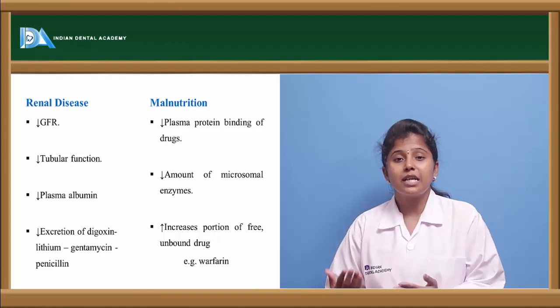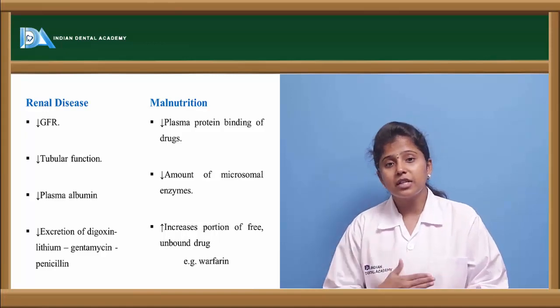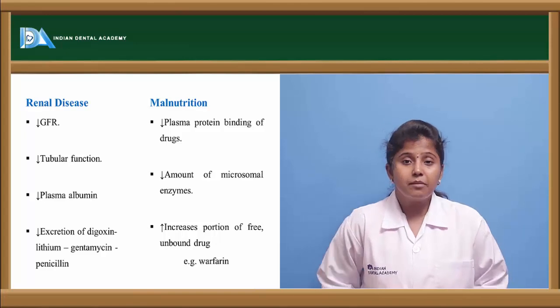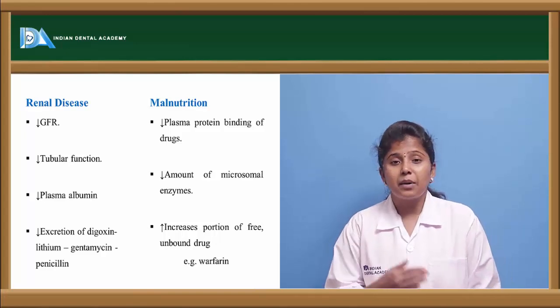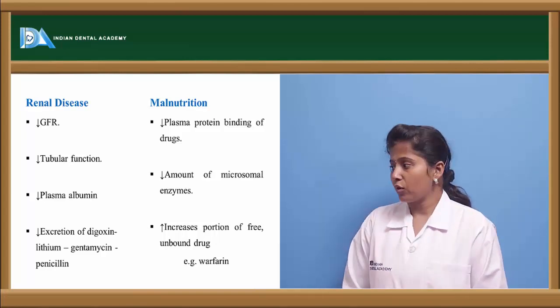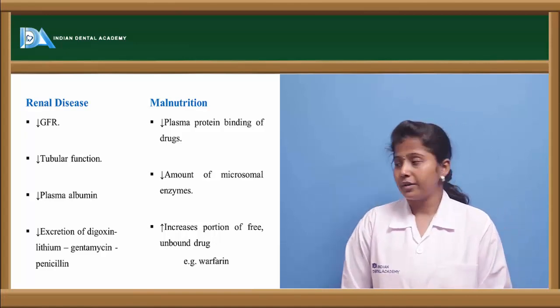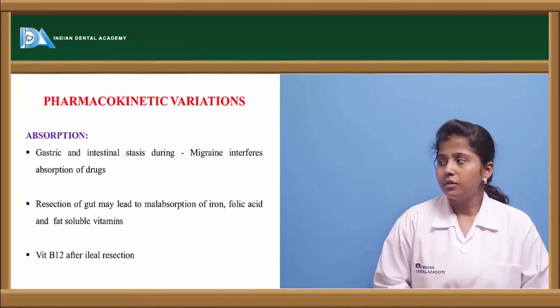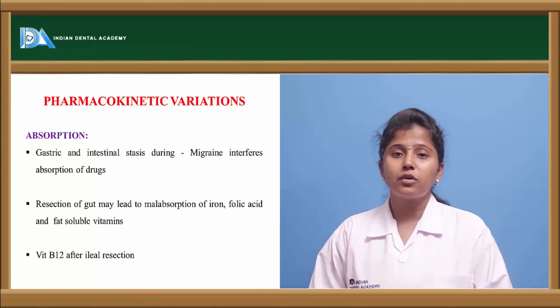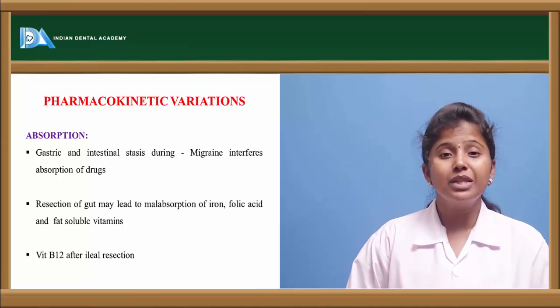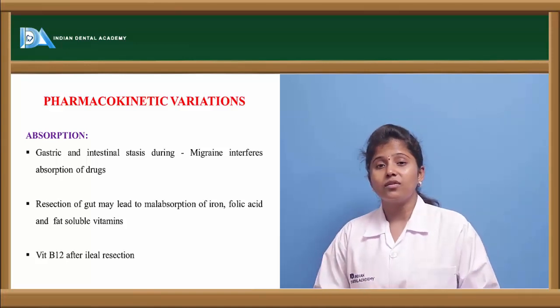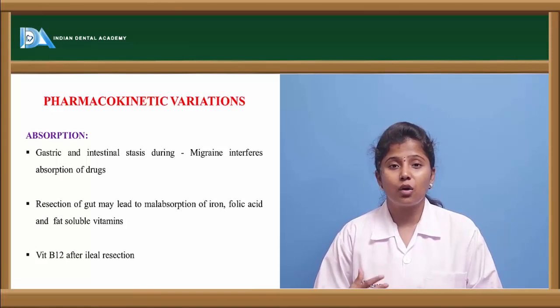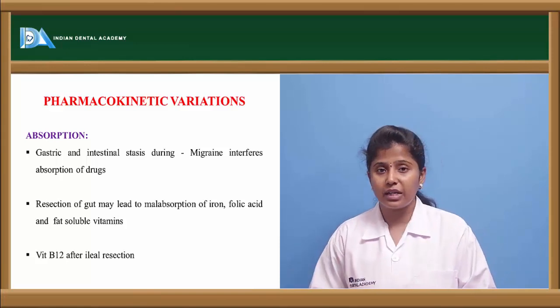So if the drug is staying in the free state, it stays in the blood for a longer period of time and shows its effect. But apart from that, it even shows the side effects also. For example, warfarin. So let us see what the pharmacokinetic variations are, how the pharmacokinetics of the drug are altered.